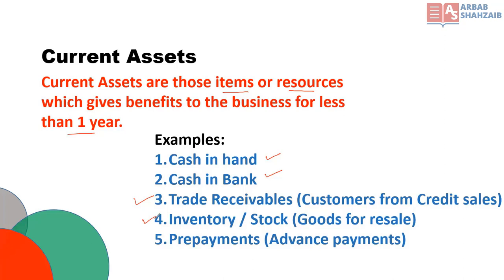Inventory. When we purchase goods or raw material for resale purposes, it is called inventory or stock. Whenever inventory is coming in the business, we will record current assets. And whenever assets increase, it is a debit entry. Then we have prepayments. Prepayments are the advance payments which are paid by the business, like advance rent for a building, advance rent for a house, or advance payment for car leasing. So prepayments are the advance payments.